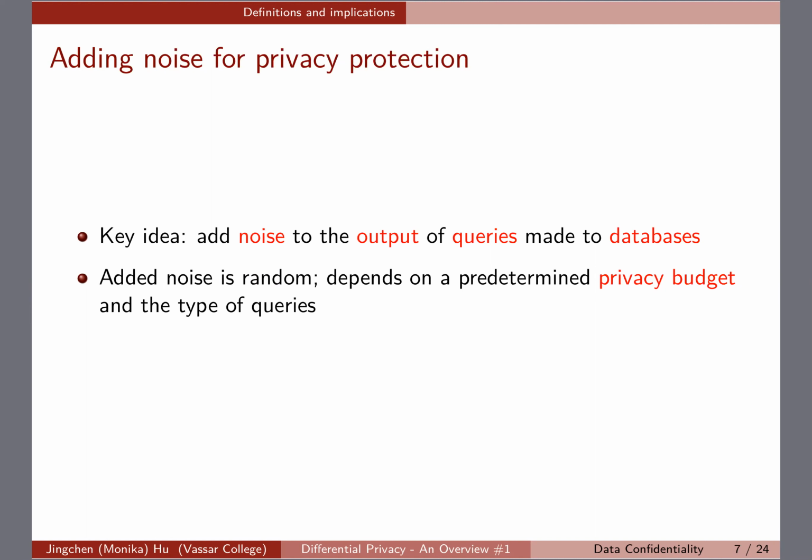Okay, and the output of queries, so there will be certain queries made to databases. So output are from the queries, and then instead of giving the output directly, because the direct output of queries made to databases will compromise privacy, instead of giving the original output, we are adding noise to the output before release. And then in the end, we release the noisy output, okay? The noise itself is random, okay? And it will depend on predetermined privacy budget and the type of queries.